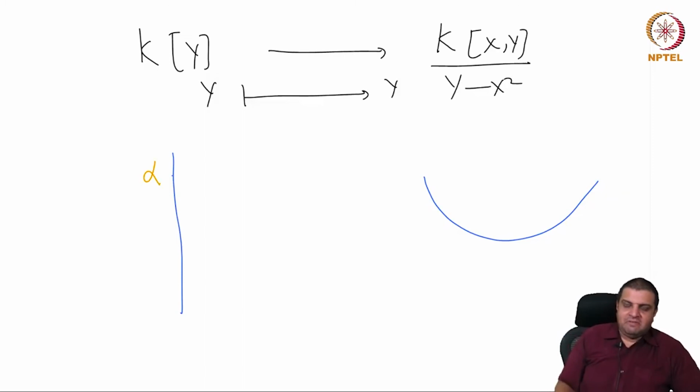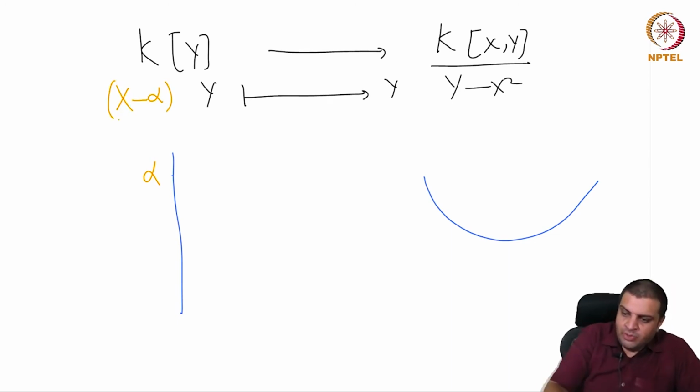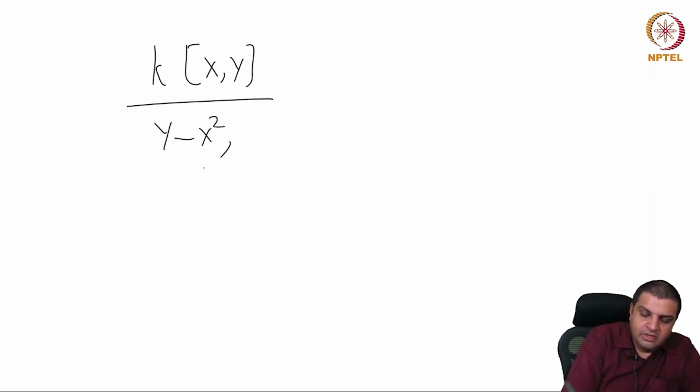We take a point alpha there. Alpha corresponds to the prime ideal, the maximal ideal x minus alpha here. Then we look at its image there. So let's work that out: k[x,y] mod y minus x squared. So we could do the modulo the ideal, and all that just amounts to this.